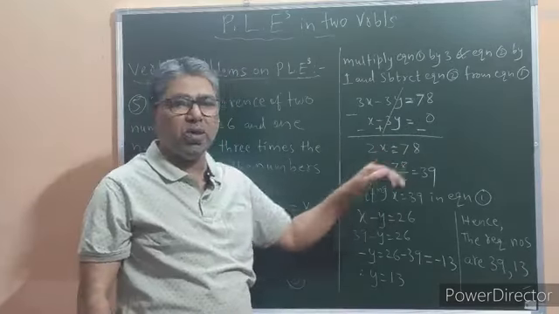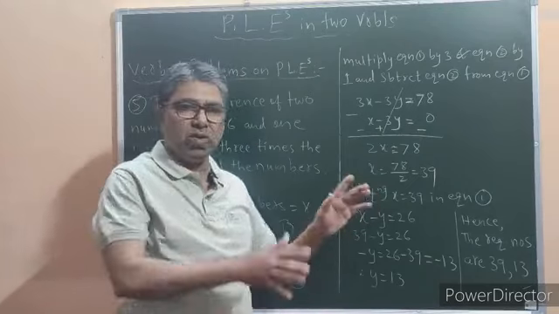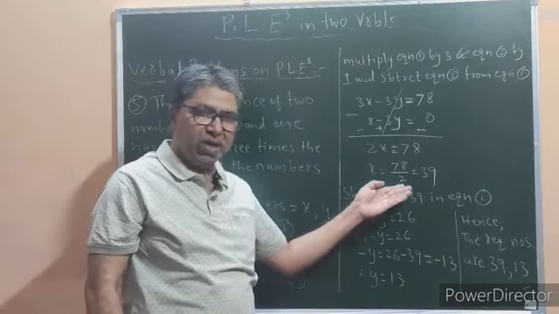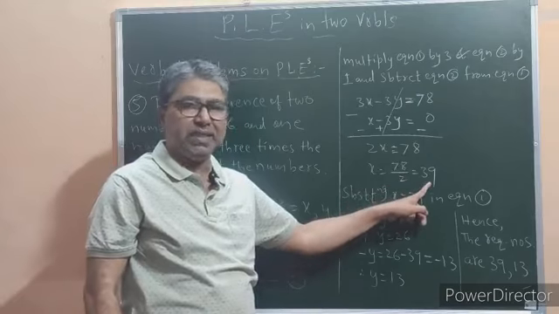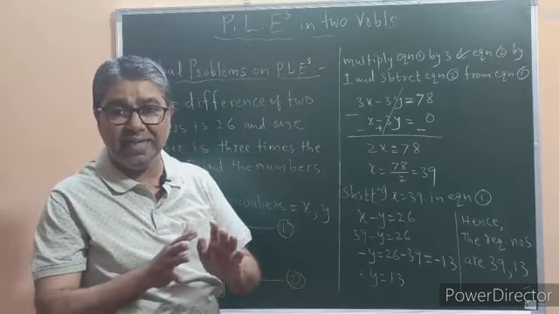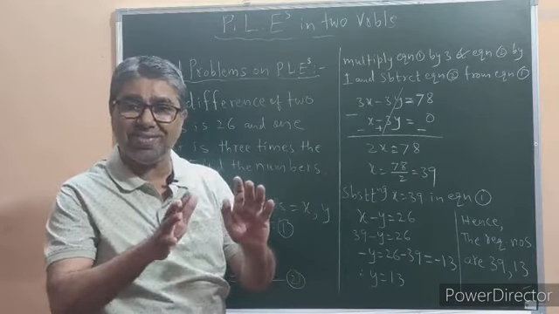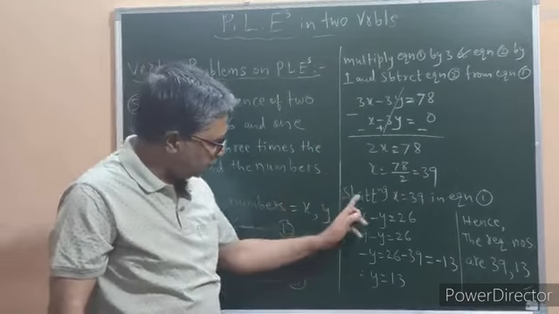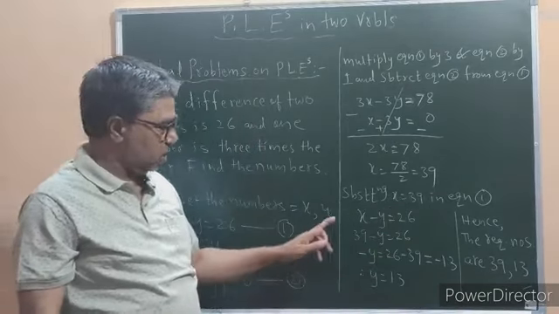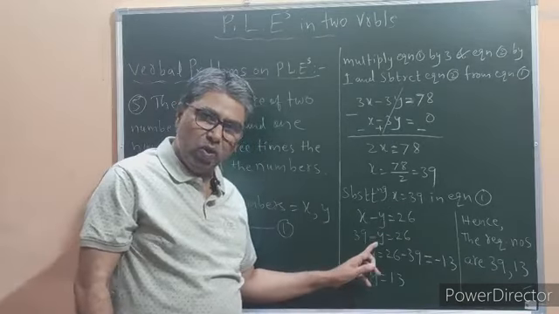So 2x is equal to 78, then x is equal to 78 upon 2. Divide 78 by 2. If you divide, you will be getting 39 and 39 is the value of x, that is the required first number. Now substituting x is equal to 39 in equation 1, we get the value of y.